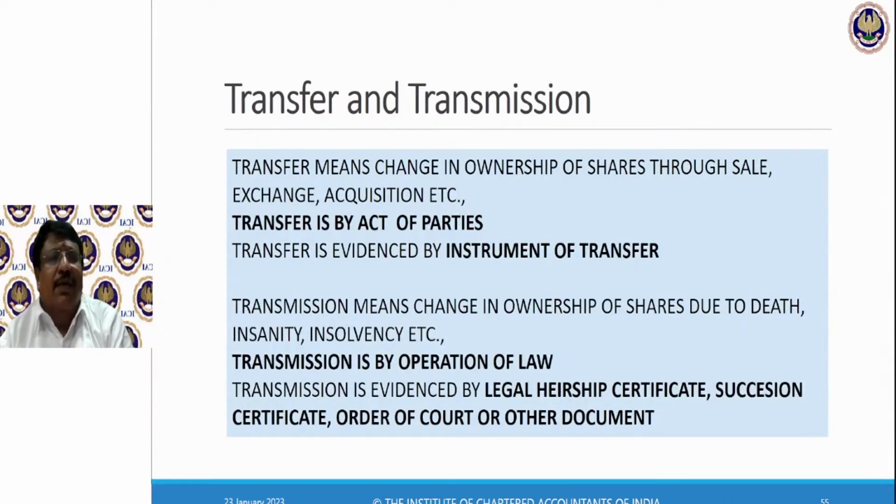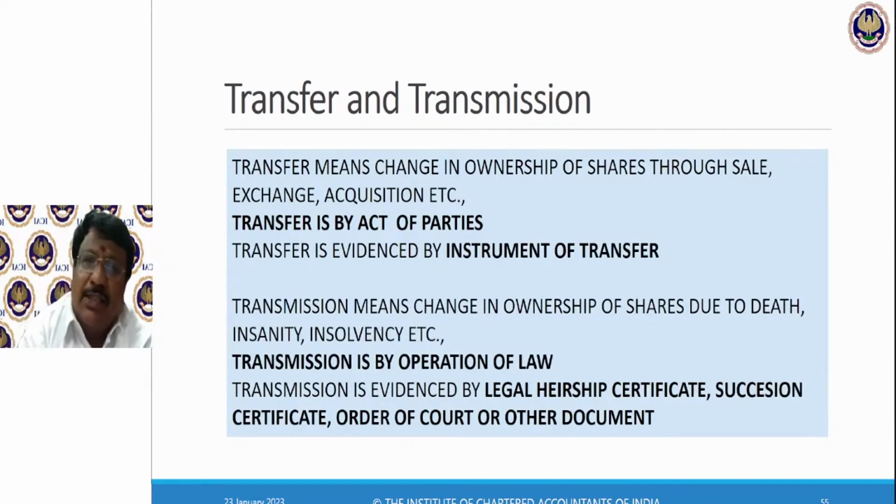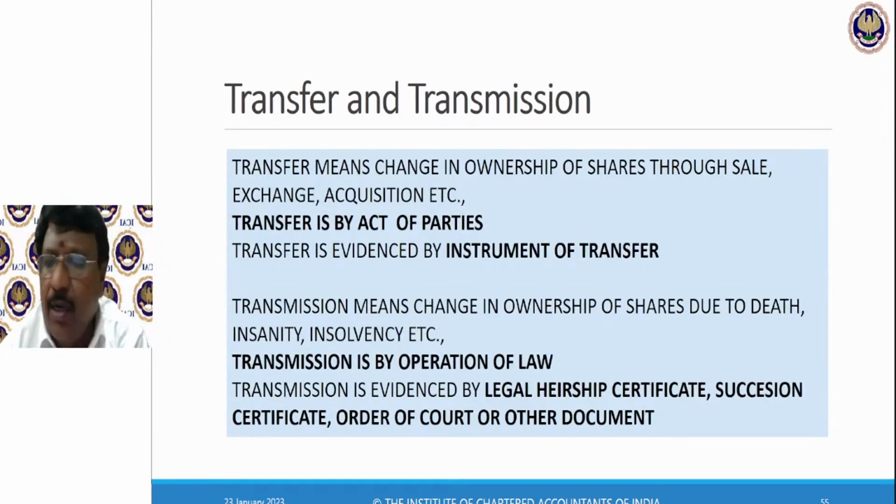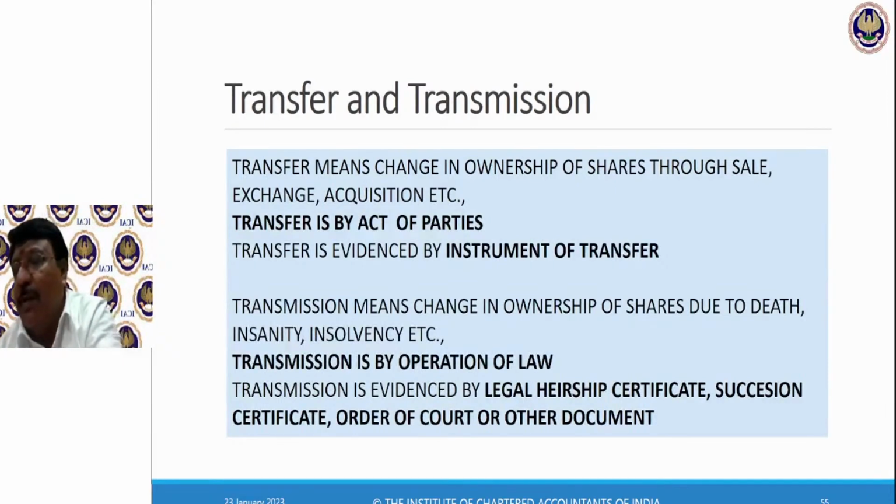Now, there are two words that we use here: transfer and transmission. We have been using these words in past classes without properly giving you a definition. Now I have the opportunity to tell you exactly what is transfer and what is transmission. These terms are not synonymous. They do not have the same meaning.